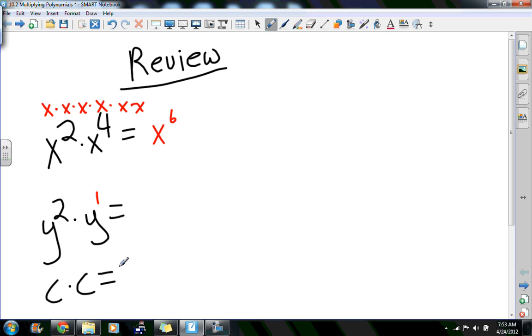Here, because that's an invisible exponent, or as 1, this ends up being y cubed. And down here on the bottom, these both have invisible exponents, so it's c squared. Okay, that's an important thing to remember when you're working through these problems.